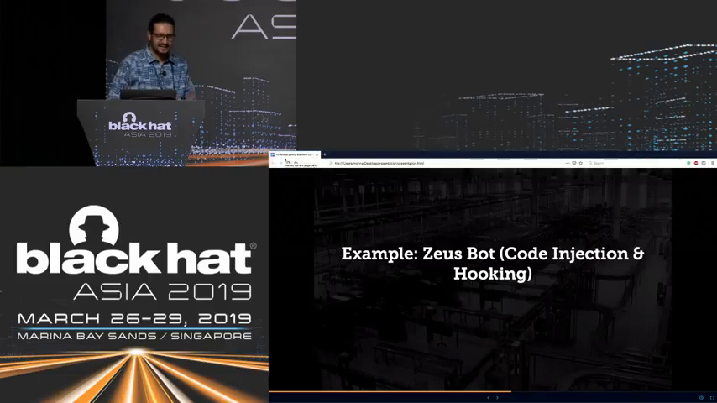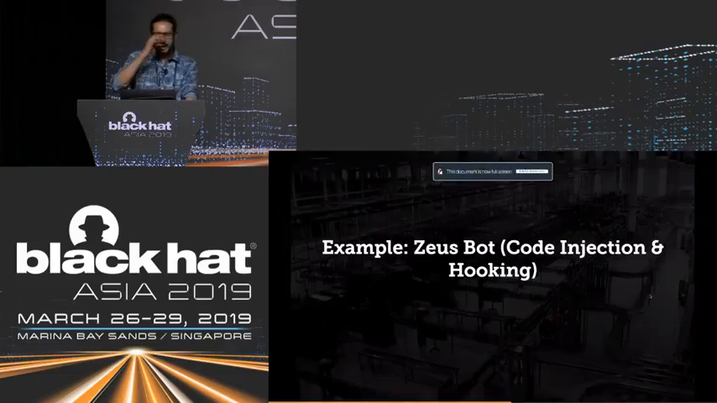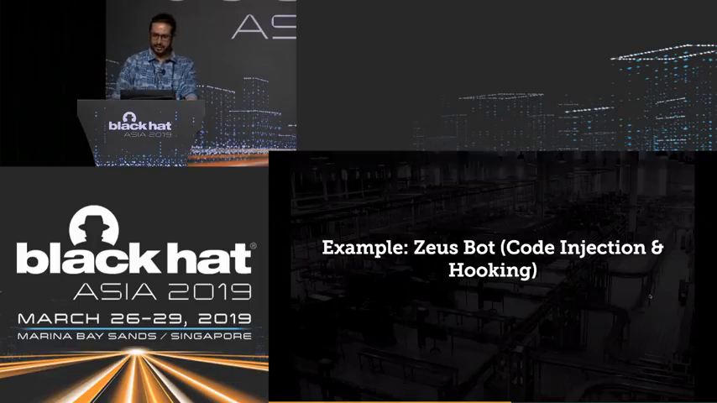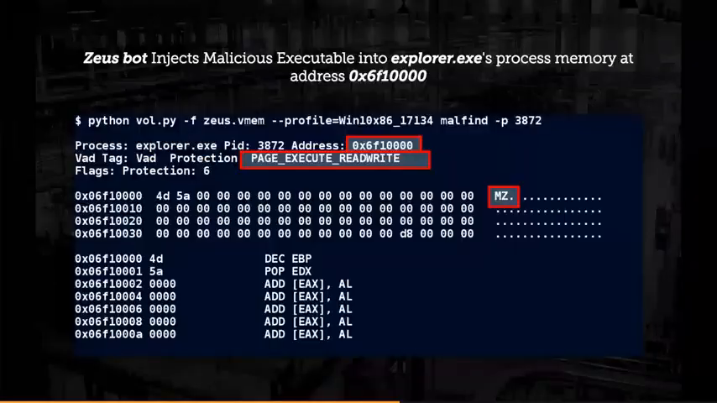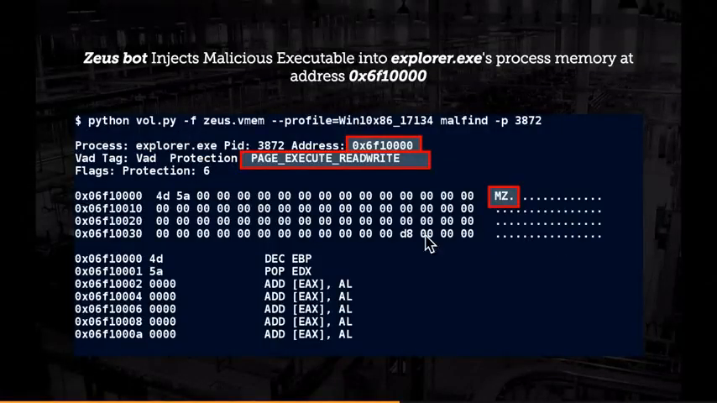Another reason why attackers inject code into the memory address of a legitimate process is to hook the API used by the process. For instance, here is an example of a malware called ZeusBot. Notice in this case, the malware injected an executable. You can tell that it is injected because of the memory protection page execute read write in this address space of explorer.exe, that is 6F10000. Okay.